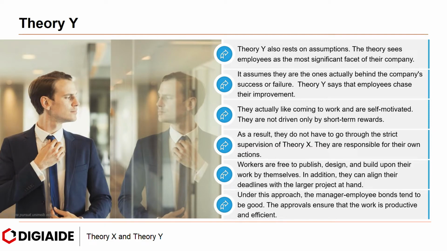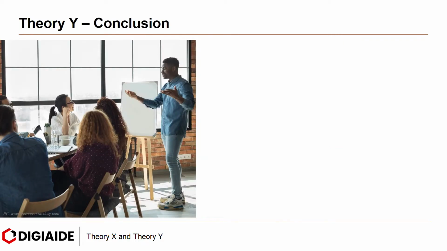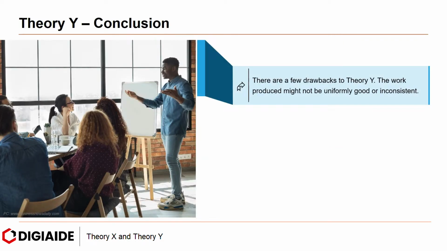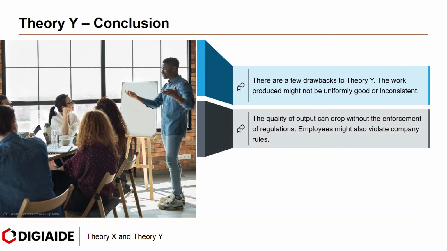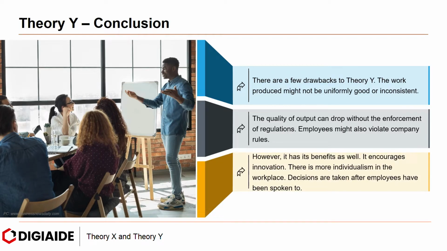Under this approach, the manager-employee bonds tend to be good. The approvals ensure that the work is productive and efficient. Theory Y does have some drawbacks. The work produced might not be uniformly good or might be inconsistent. The quality of output can drop without the enforcement of regulations. Employees might also violate company rules. However, it has its benefits as well. It encourages innovation. There is more individualism in the workplace. Decisions are taken after employees have been spoken to.